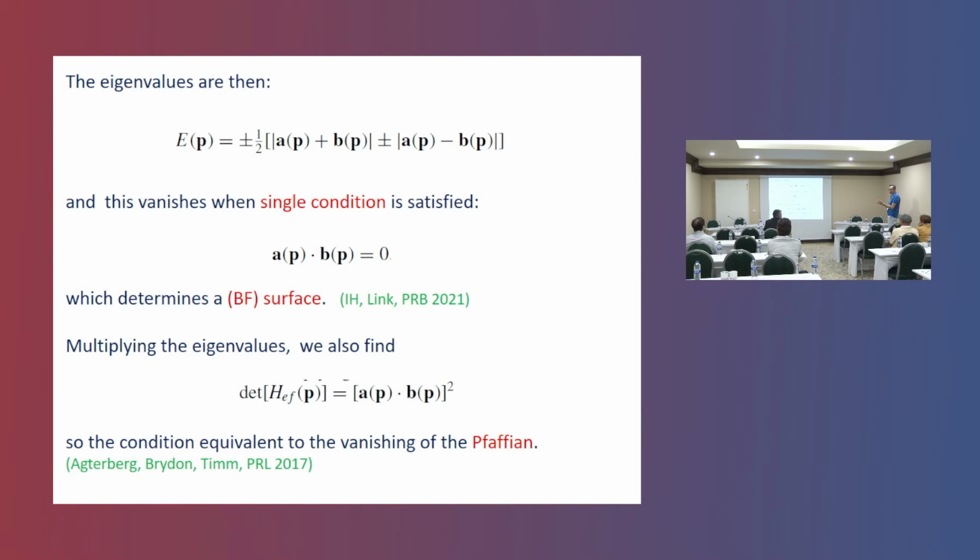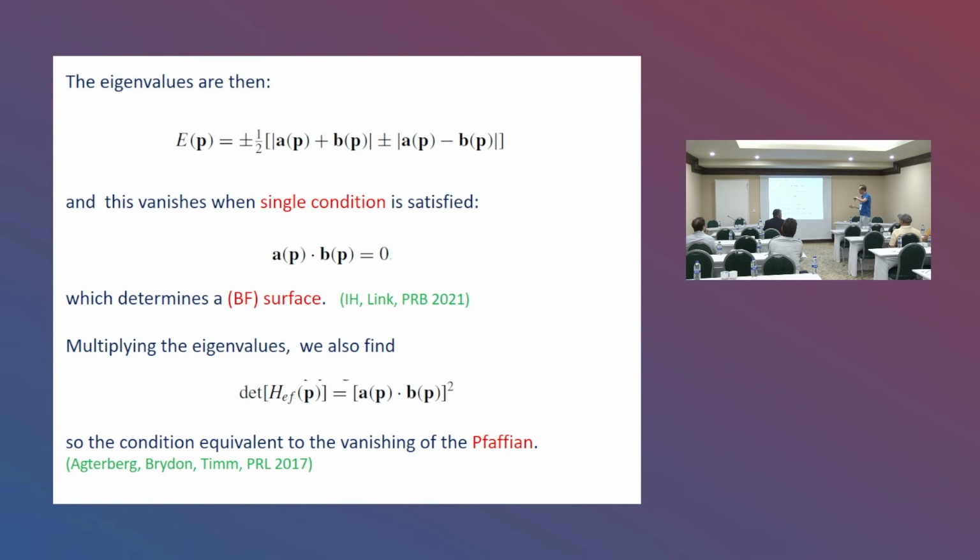Because everything boils down to the calculation with Pauli matrices. So I see immediately that this is 0, right, when a single condition is satisfied: A times B, both of these are vectors in momentum space, their dot product is 0. Right? So I have a single condition and therefore a surface right away.